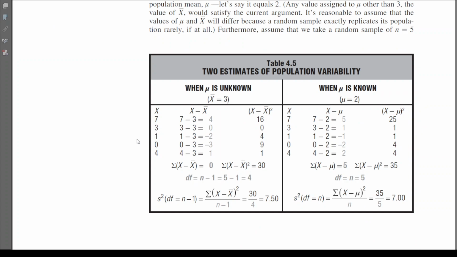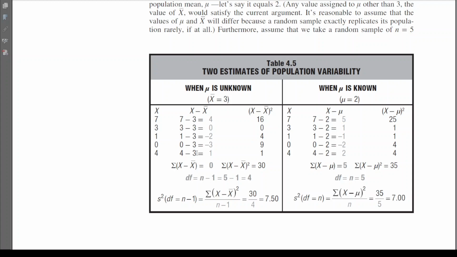If we take a look at table 4.5, which shows us the 5 observations, that is 7, 3, 1, 0, and 4, the first step to calculating variance is subtracting the mean from each data point. So here, when we subtract the mean from each data point, what we get is 7 minus 3 is 4, 3 minus 3 is 0, 1 minus 3 is negative 2, 0 minus 3 is negative 3, and 4 minus 3 is 1.